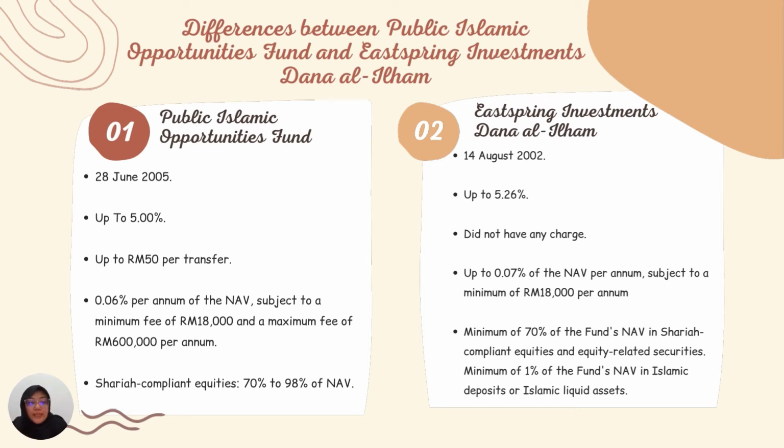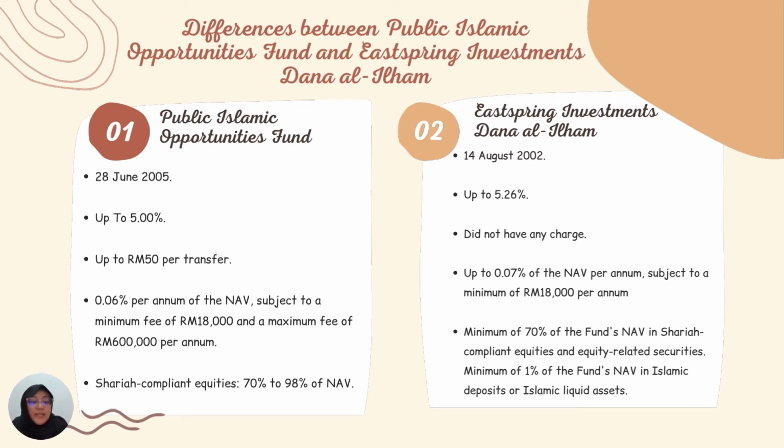So the first one is their launch date. Public Islamic Opportunity Fund launched on 28th of June 2005, while Eastspring Investment Dana Al-Ilham launched on 14th of August 2002. The second one is their sale charge. For Public Islamic Opportunity Fund, the sale charge is up to 5%, while for Eastspring Investment Dana Al-Ilham, it is up to 5.26%.